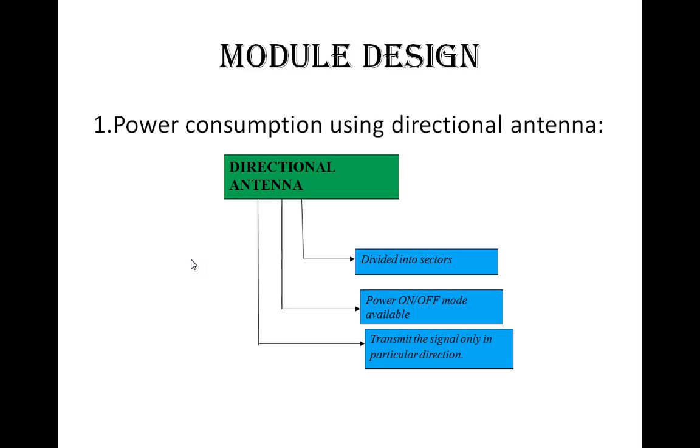The directional antenna has two modes, power on and power off mode, and it is also divided into four sectors. Each sector represents a direction. Then I am transmitting the signal in a particular direction. How I am transmitting the signal in a particular direction means, if I don't want to transmit the signal to the forest region, I can turn off the signal in those regions, so the power and the bandwidth do not get wasted. By using on-off mode, I can turn the power on and off.